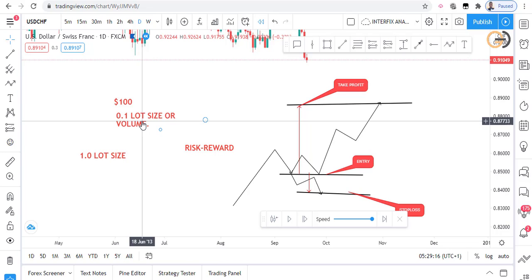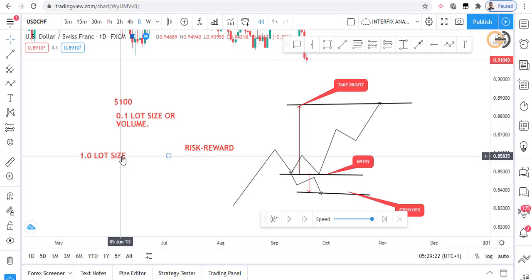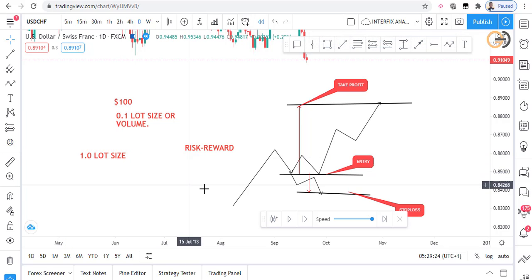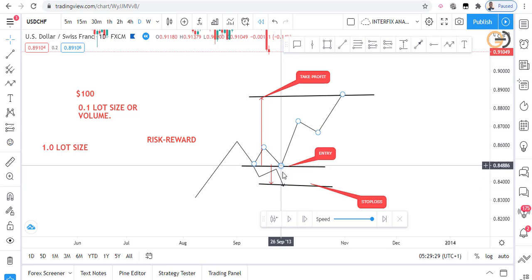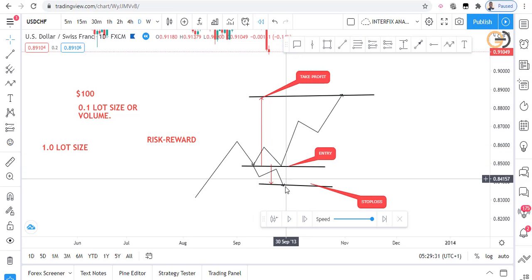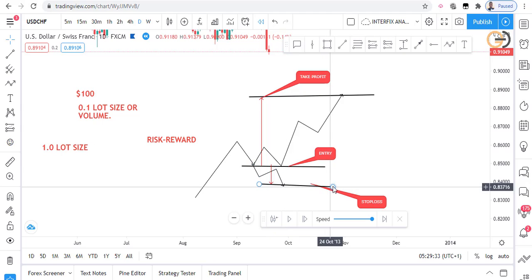So if you have not watched the video where we explained lot sizes, go and watch it again so you understand what I'm saying more here. So risk is golden. When you are entering the market and when you are exiting the market, you have to state it before you enter the trade.